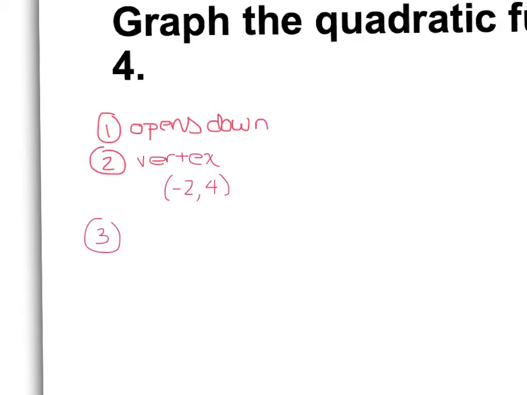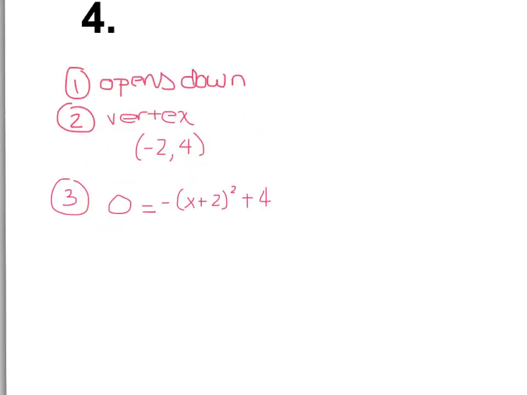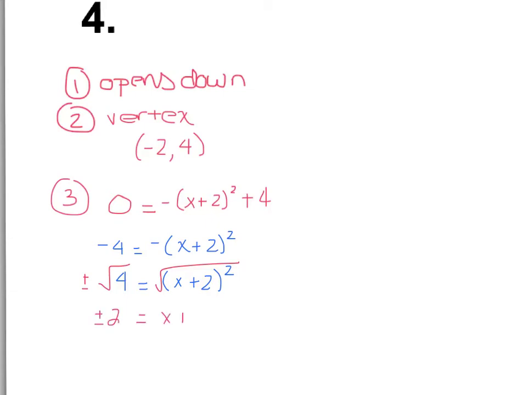The third thing we want to do is identify any x or y intercepts. I'm going to start by letting the function equal 0, and now I'm going to solve for x, and that's going to be my x-intercept. We're going to subtract 4 from both sides, then take the opposite signs. Now I'm going to take the root of both sides. Remember, when you do that, you take plus or minus. So here we're going to have plus or minus 2, and here we're going to have x plus 2.